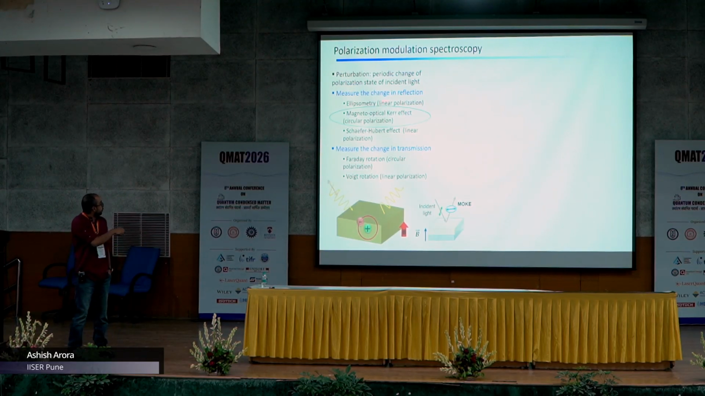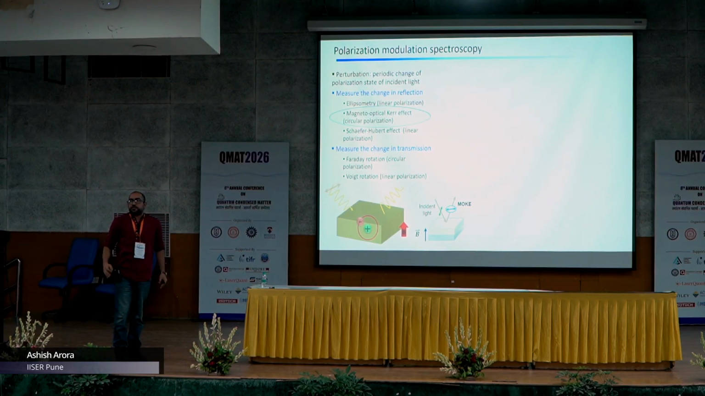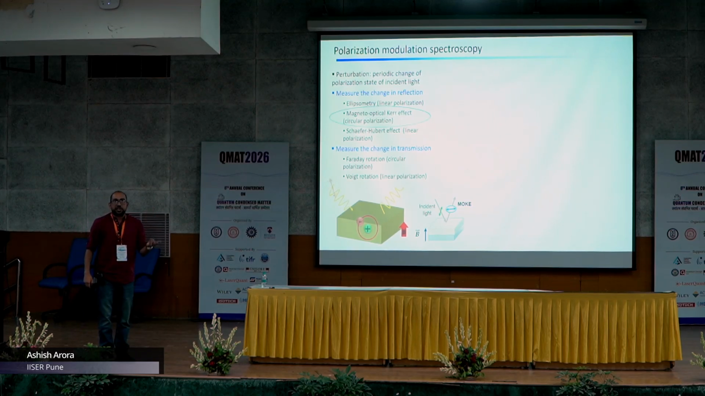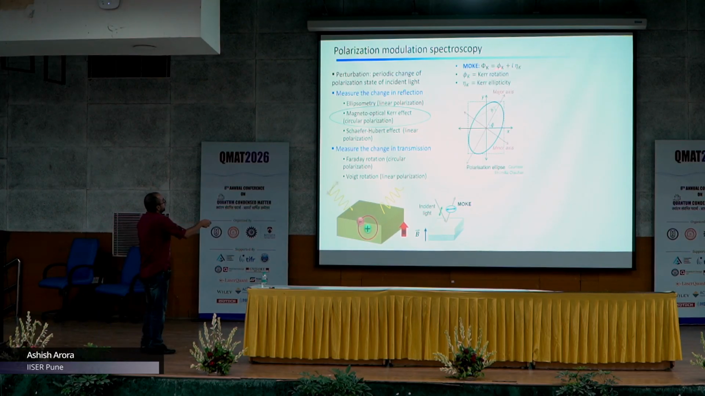Take an example of the magneto-optical Kerr effect, where incident light, if it's linearly polarized, reflects off the surface of the material under a magnetic field, and we get something like elliptically polarized light. So it has rotation as well as ellipticity. This can be written as a complex function, a complex rotation. Essentially, there is a rotation and an ellipticity.